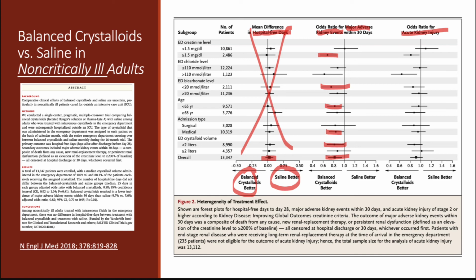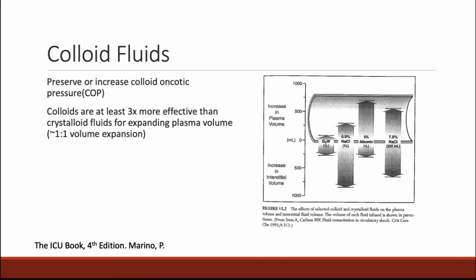Finally, the third group, shown here, looked at acute kidney injury. And for patients who had a creatinine greater than 1.5 in the emergency department, the patients with a chloride level greater than 110 all did better with balanced crystalloids. Nobody in any of these studies did better with saline. No. So now let's look at colloids.